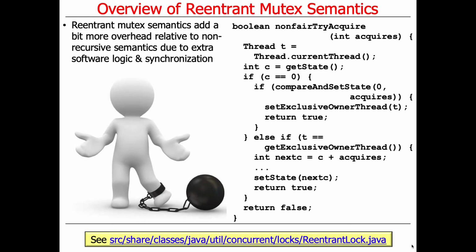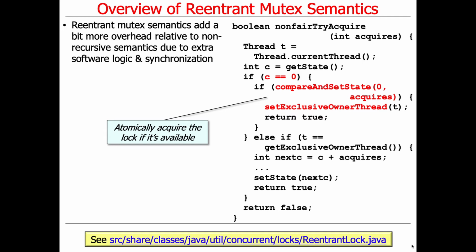Okay, here's what the code actually looks like if you were to go look at the source code for ReentrantLock. This is the code that gets called to do these semantics. I'm not going to go through this in gory detail, but it is actually quite interesting to see what it does and how it works. So it comes in, and you can see it stashes the current thread in a local field. And then it gets the current state of the lock, which is just this count.